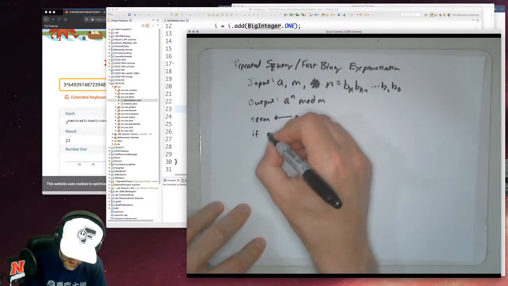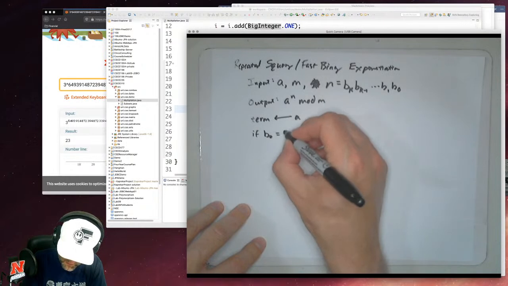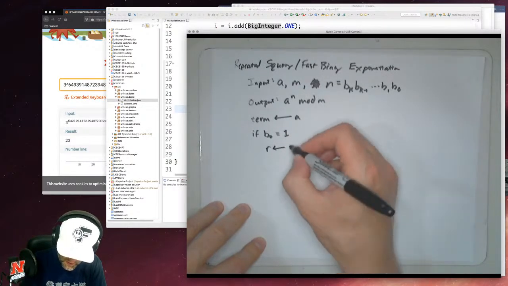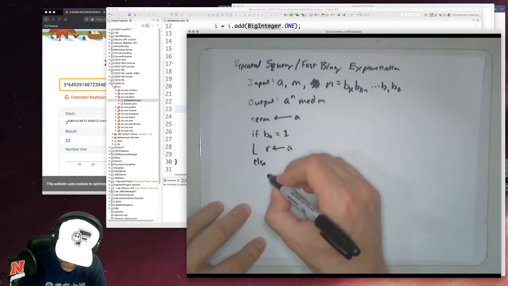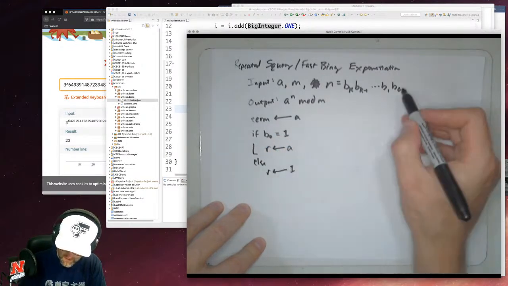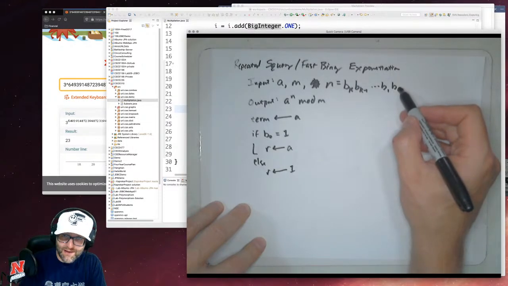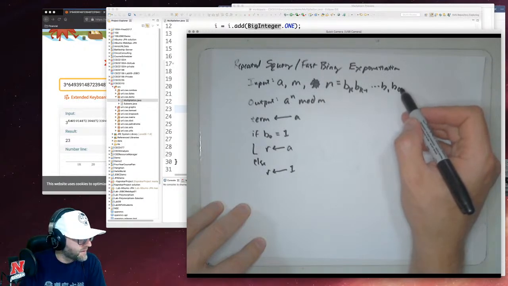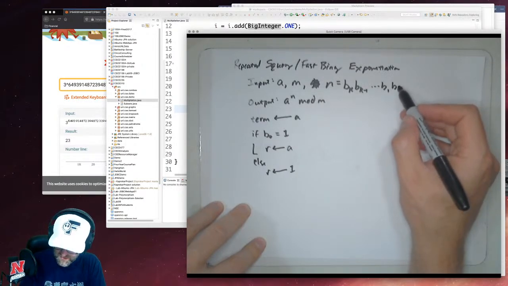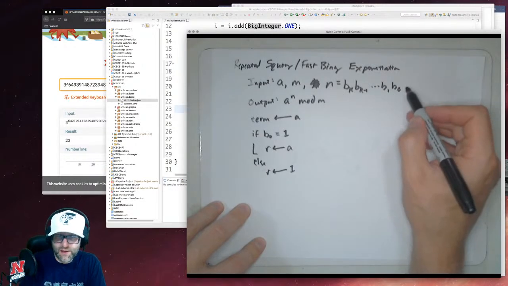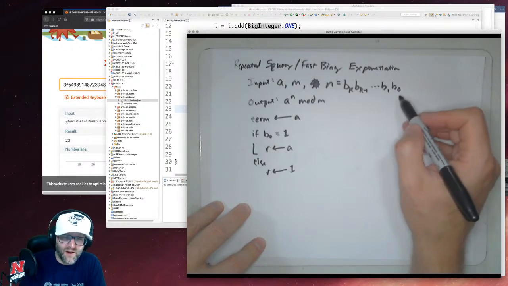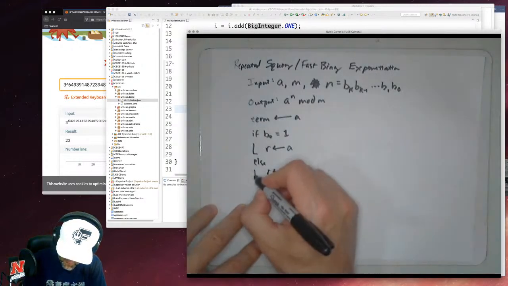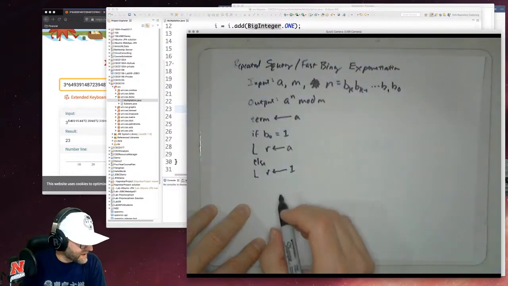So how do I start that out? If the lowest order bit is 1, then I will start my result at a. Else, I'll start my result at 1. And that's just whether or not you want a to the 0, or a to the 1, right? So this is going to be 2 to the 0, or a to the 0, so that's going to be 1, or a to the 1, which would be a. There we go. So this is just the initialization right here.